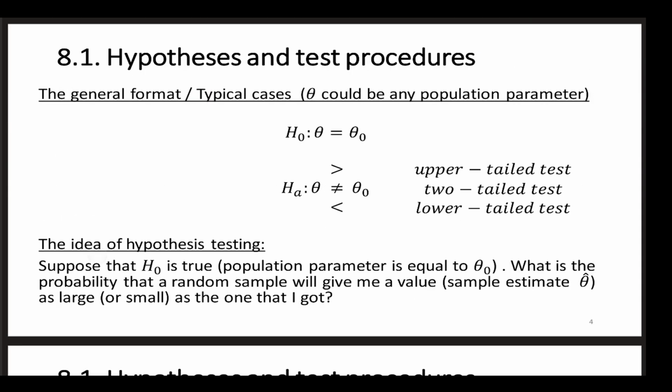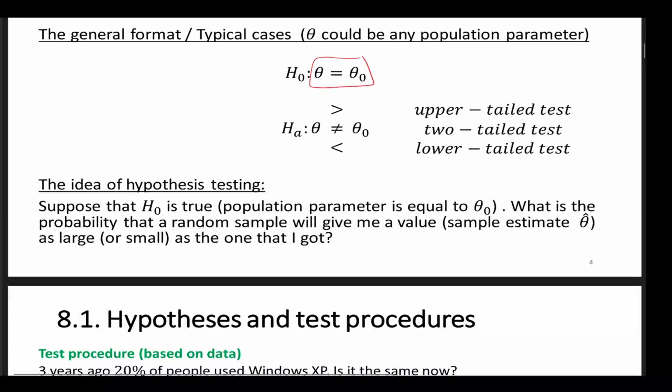All right, the general format, typical cases: theta could be any population parameter. For us, most of the time, we're going to start off at least with the mean. So we're going to look at the mean of a distribution. And our null is going to be that the mean is some particular value, or theta, any general parameter, is going to have a particular value. Don't worry about this terminology over here too much.